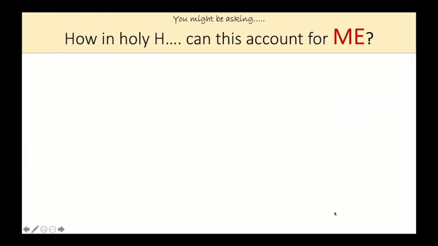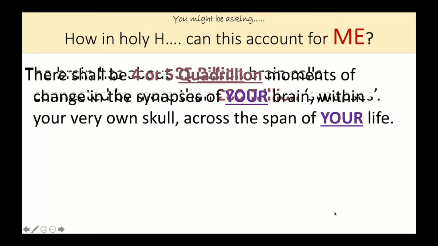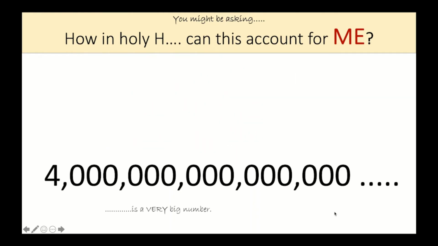And you can say, well, how in holy hell can this account for me? Changes in the wiring on these little balls at the end of the processes of neurons communicating information from one neuron to another count for me. Well, I just want to say that, first of all, it's occurring on a massive scale. The brain has about 85 billion of these brain cells, connected by more than 200 trillion synapses, and they're all plastic. And in your lifetime, there will be 4 or 5 quadrillion moments of change in the synapses of your brain within your very own skull across the span of your life. Change occurring on a massive scale.